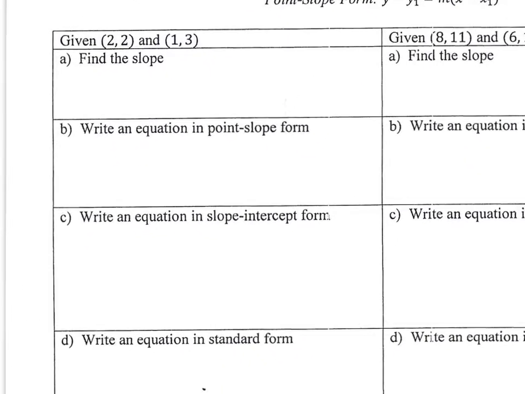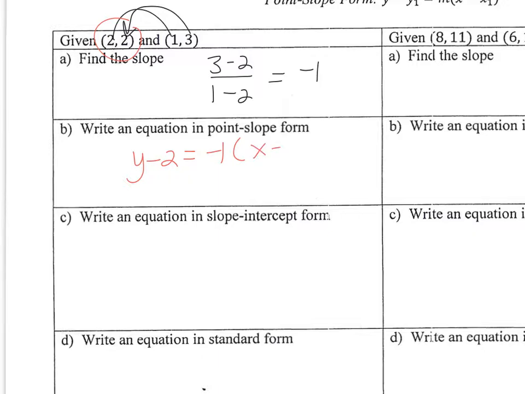So my slope is 3 minus 2 over 1 minus 2, so this is negative 1. Then I'm going to write it in point slope form. So I'm going to pick one of these points. I'm actually going to pick (2, 2) and do y minus 2 equals negative 1, because that's my slope, times x minus 2.